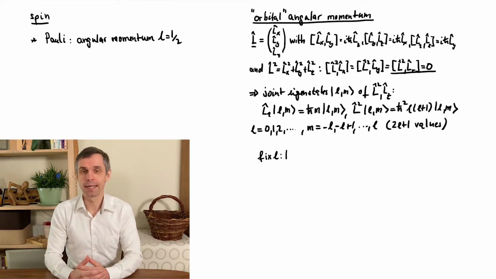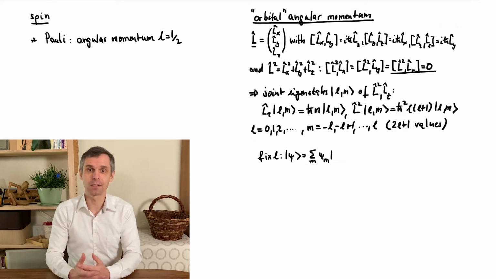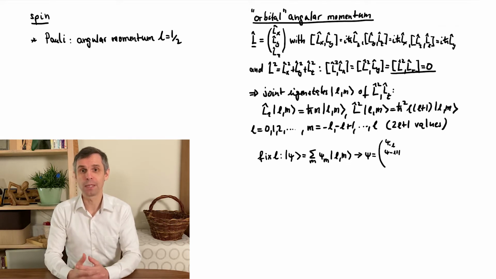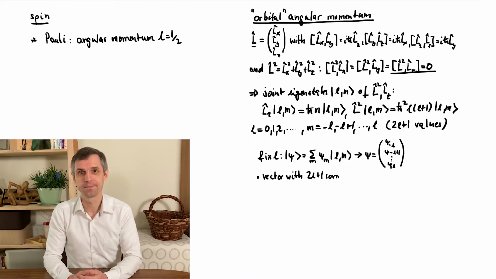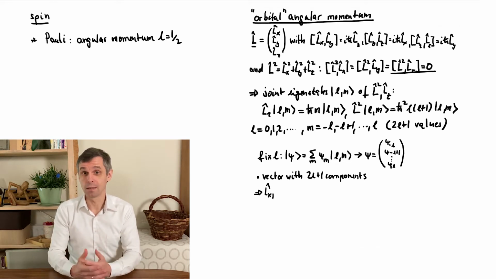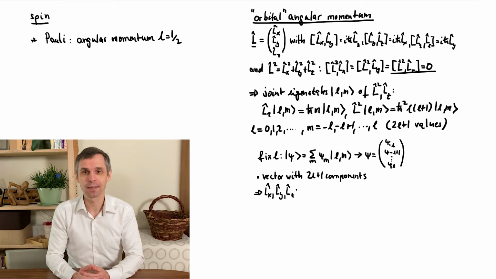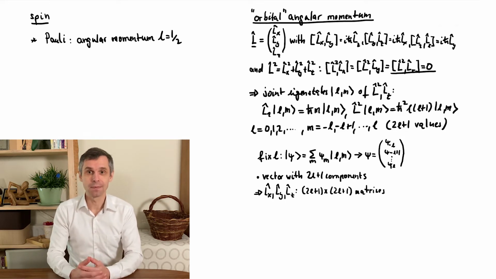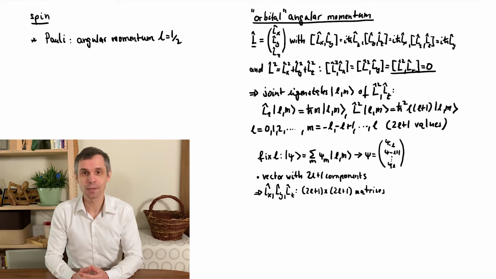Now, if we fix the total angular momentum, hence L, and look at the components with different values of M, then we can group them into a vector with 2L plus 1 components. That's really just an ordinary vector with complex components. And if you now work out what the angular momentum operators do to these vectors, you find that they act as 2L plus 1 times 2L plus 1 dimensional square matrices. You can actually determine the matrix elements algebraically from the commutation relations, or from looking at how they transform the spherical harmonics if you really want to do this.